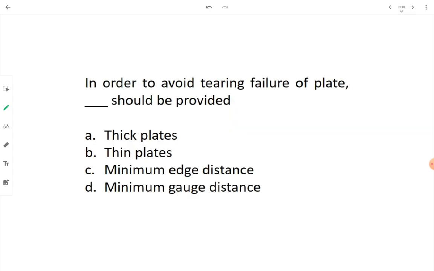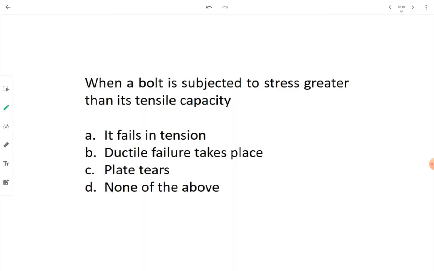Then, in order to avoid tearing failure of the plate, what should we provide? Is it the plate thickness? No, it has nothing to do with plate thickness. That's why providing a thick or thin plate is not the solution. We have to provide the minimum edge distance in order to avoid the tearing failure of the plate. Let's go to the next question.